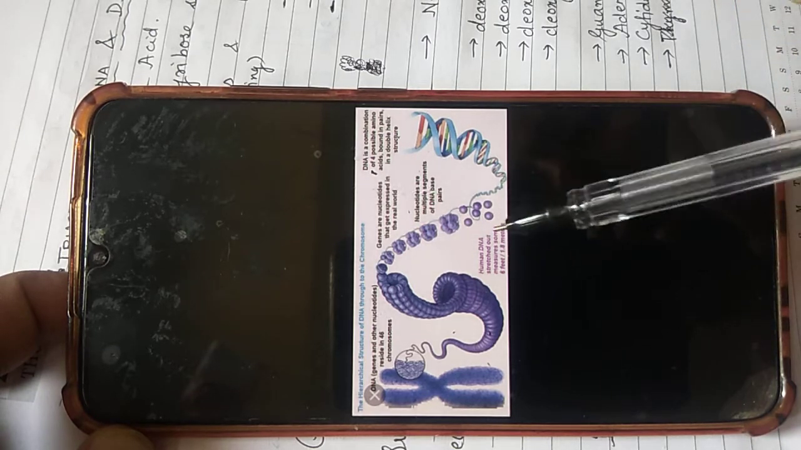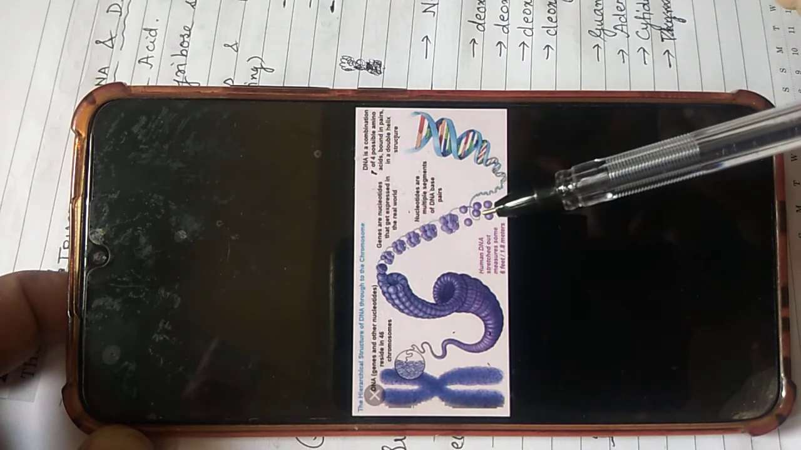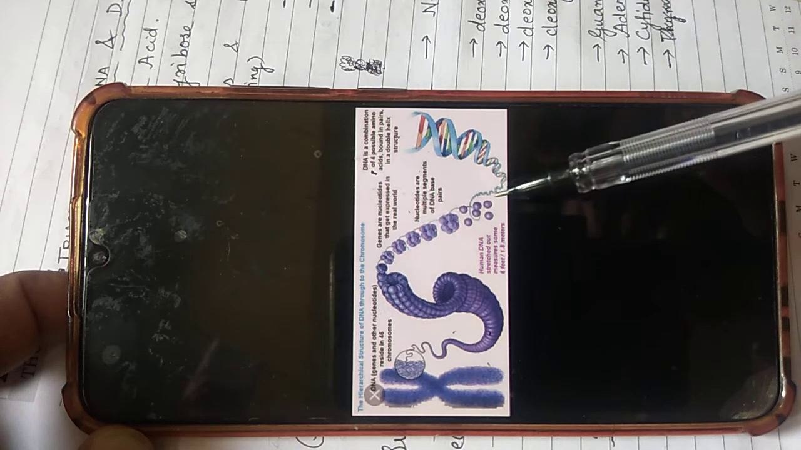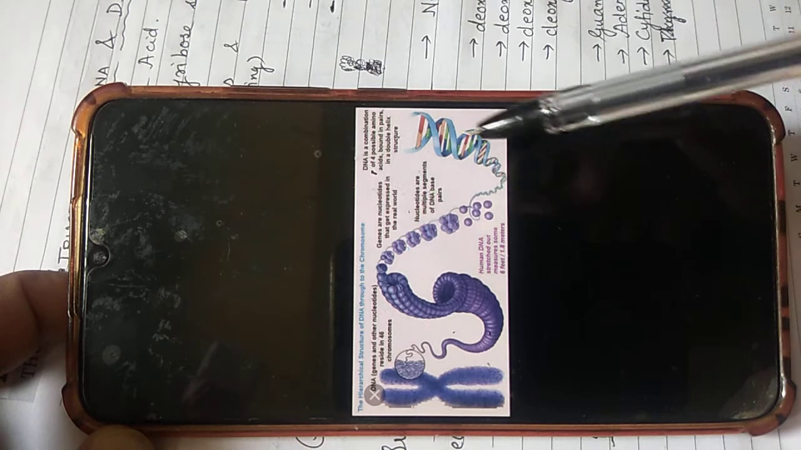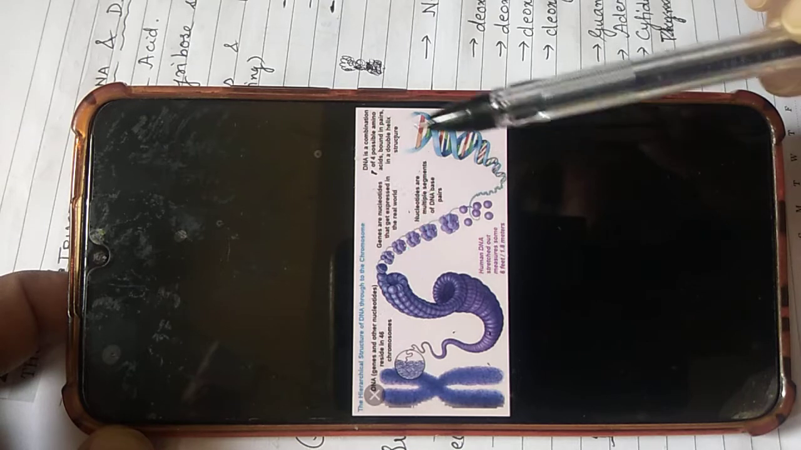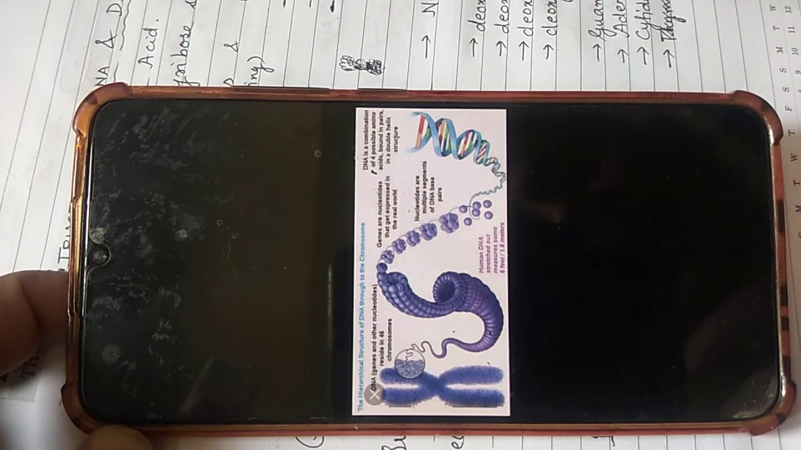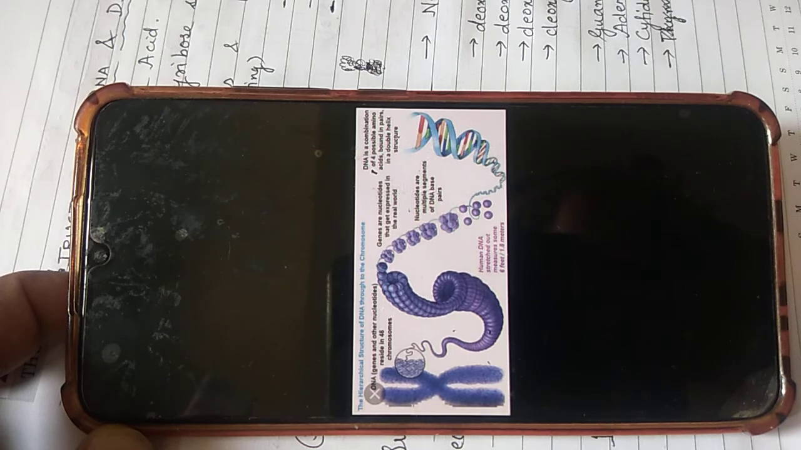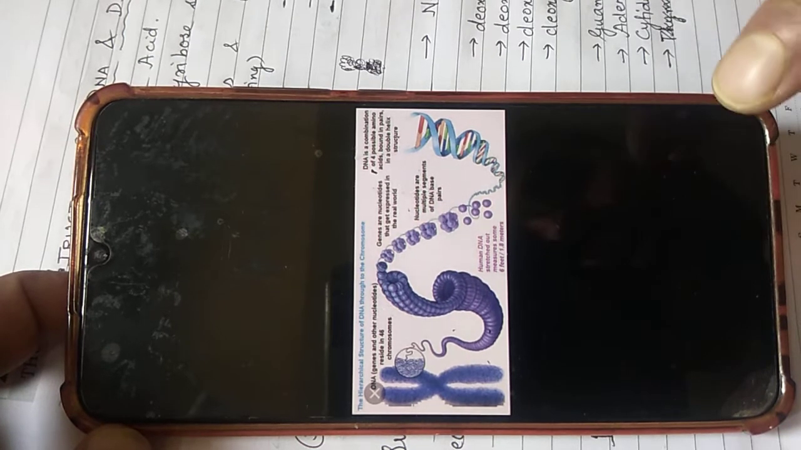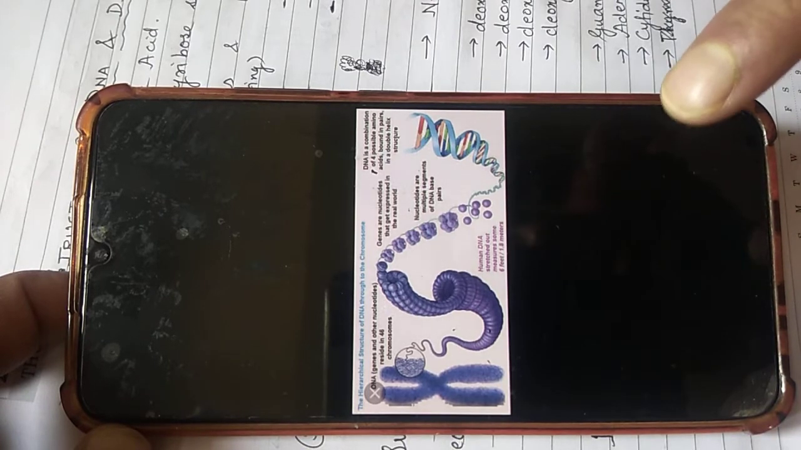So if you remove the histone proteins, you will find that the wire-like structure, on being magnified, is this double stranded DNA molecule. So that is the overall idea of the DNA molecule. Now this DNA molecule is a complex biomolecule, so it will be made up of different simpler components. So what are the components of the DNA molecule? Let us have a look.